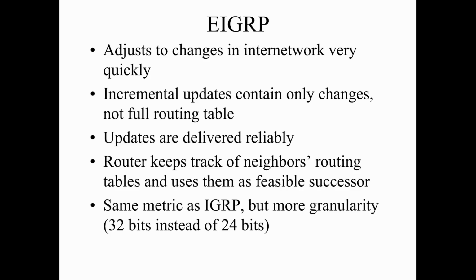Routers keep track of neighbor routing tables and use them as feasible successors. You learn a lot about feasible successors when you go for your CCNP route course. That's a huge topic. Same metric as IGRP, but more granularity. You end up with a 32-bit instead of the traditional 24-bit for metrics.